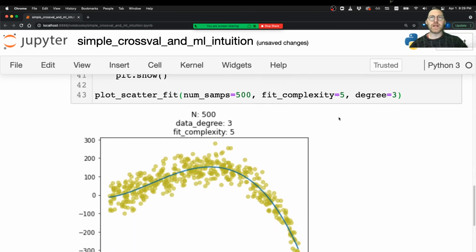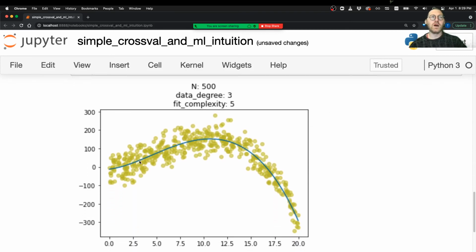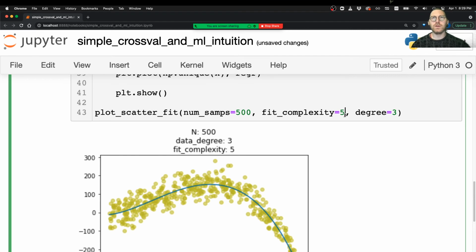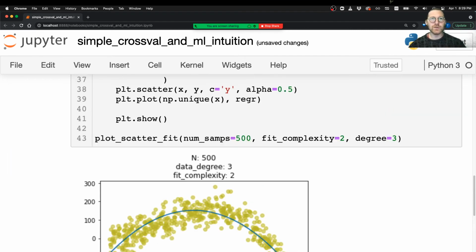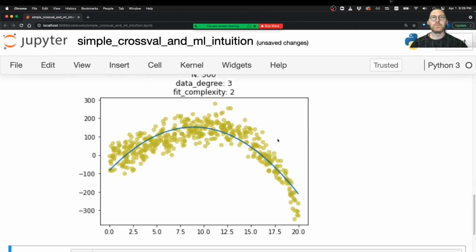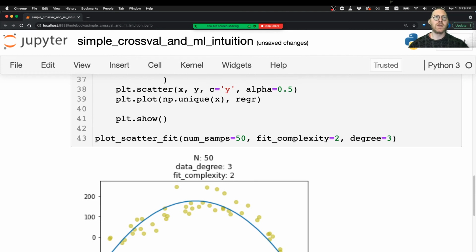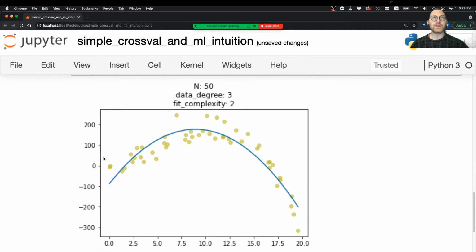It turns out that a fit complexity of 5 is going to perform pretty well on data that's generated with this underlying function that's an order 3 polynomial. But I want to just point this out. If we fit this with a complexity of 2, if our model has a complexity of 2, that seems to be doing reasonably well, and especially if we have much fewer samples, right?